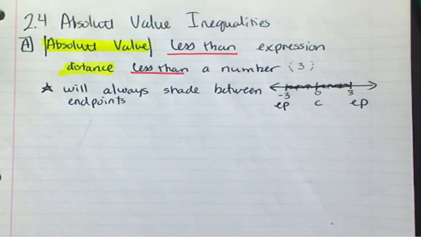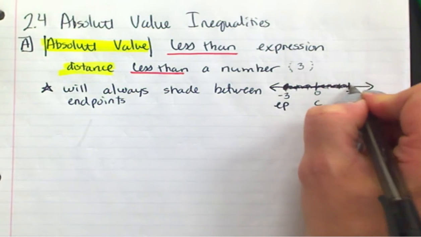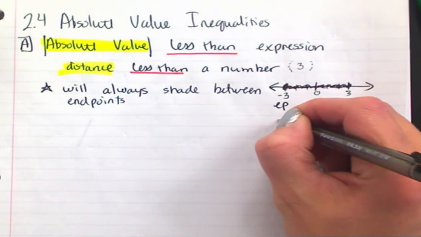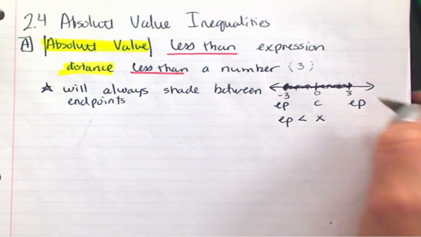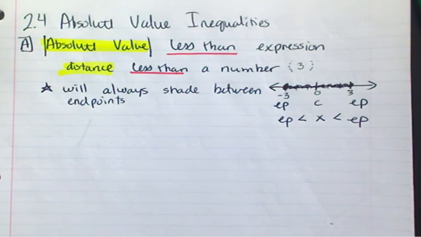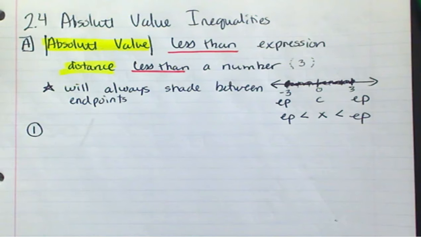Now this can shift around and the numbers can change, but there will always be 2 endpoints. And when you are doing less than, they will always shade between the endpoints. Endpoint less than the distance less than the endpoint. That's a between inequality. That's a 3-part inequality, maybe a compound inequality. Okay, so we're going to look at how do I do that? How do I do an example? What does it look like when I take this and I put numbers with it?